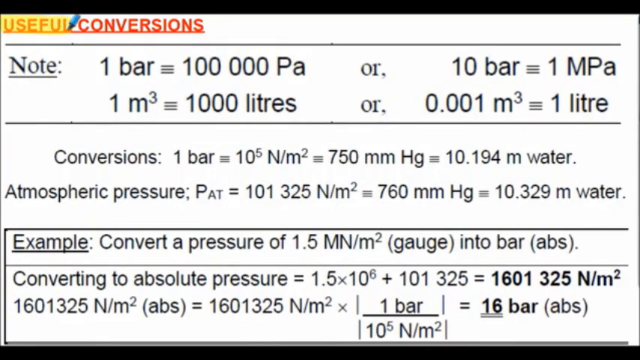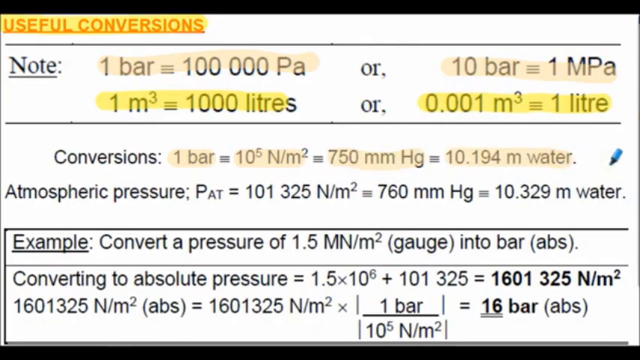Here's a slide of useful conversions, purely for your reference. It lists typical conversions for pressure, for volume. It shows pressure conversions between bar, pascals, millimeters of mercury, and meters of water, fresh water, and a typical atmospheric pressure, again in pascals, millimeters of mercury and water. And a typical unity bracket for converting pressure from pascals in gauge pressure to the bar in absolute pressure is shown here.